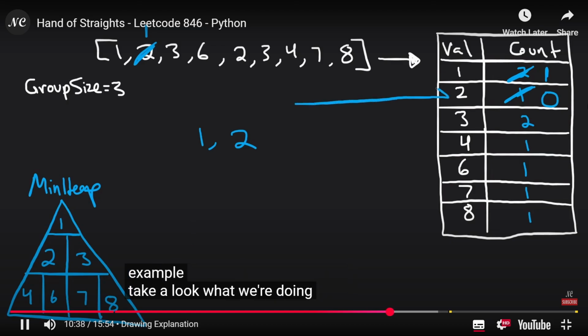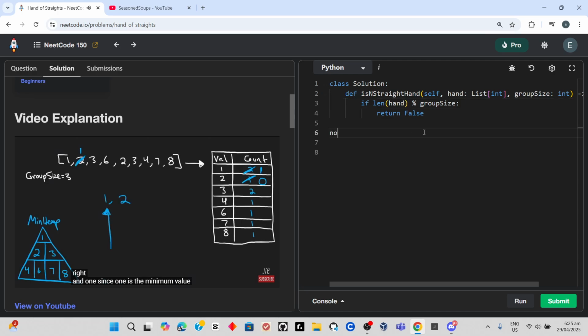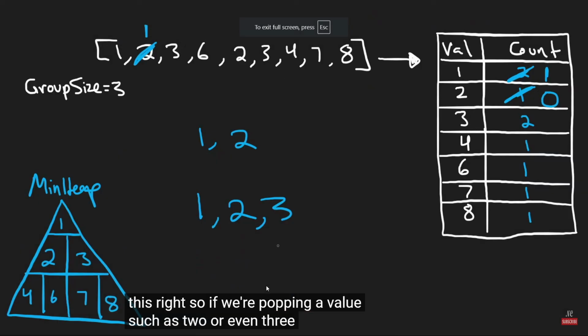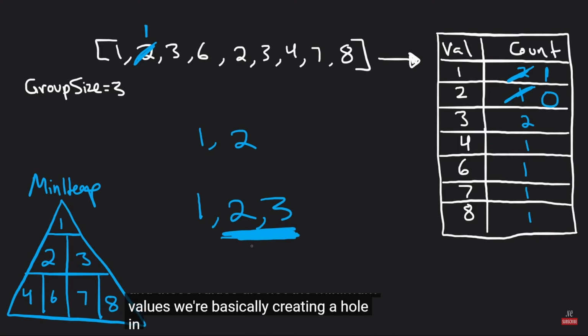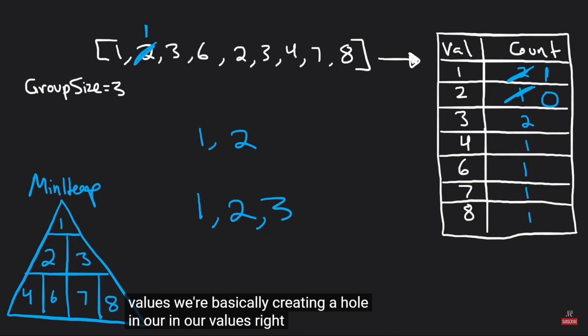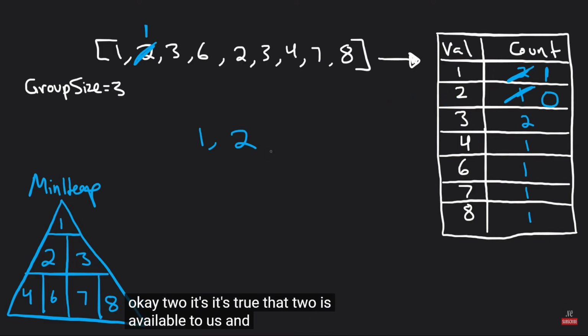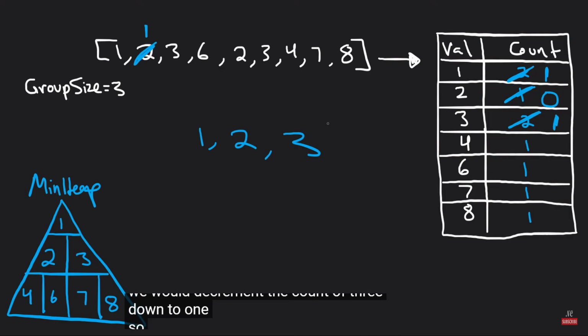Take a look at what we're doing here. Remember how 1 is the minimum value available to us, right? And since 1 is the minimum value, it could only belong to a group that looked like this, right? So if we're popping a value such as 2 or even 3, and these values are not the minimum values, we're basically creating a hole in our values, right? So in this case, it's true that 2 is available to us and 3 is also available to us, so we would decrement the count of 3 down to 1 so we could create one group.